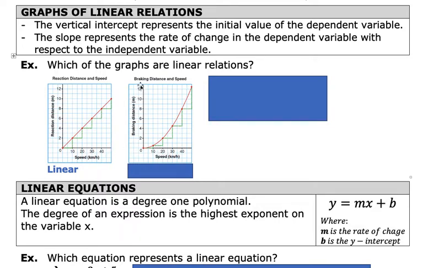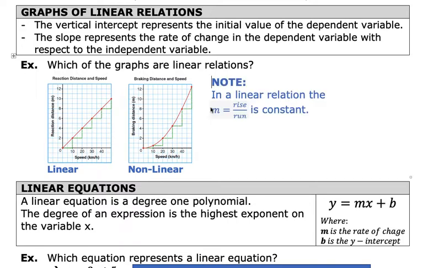Notice in this case here, braking distance and speed, the relationship of the height to the run, so rise to run, changes on this graph. It's not a line. So we say that it's nonlinear. A linear relationship is a straight line. In a linear relation, m is equal to rise over run, and is constant. So this is easy to determine by inspection, just looking for if the graph is a line, it's linear.